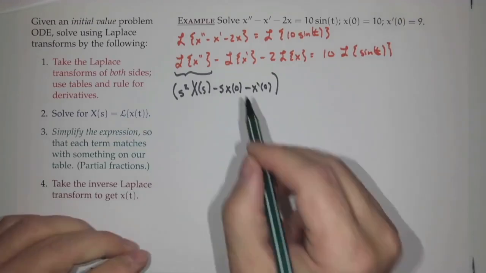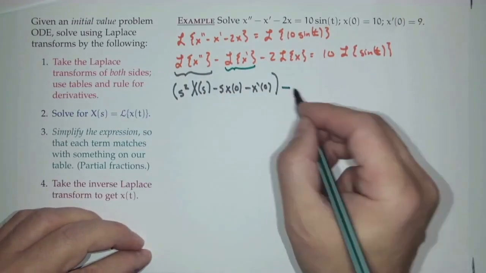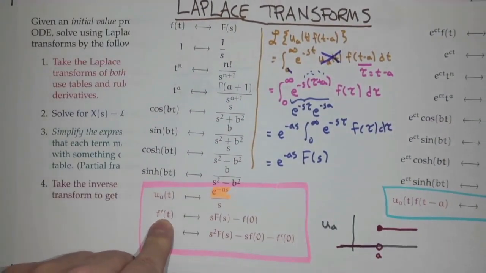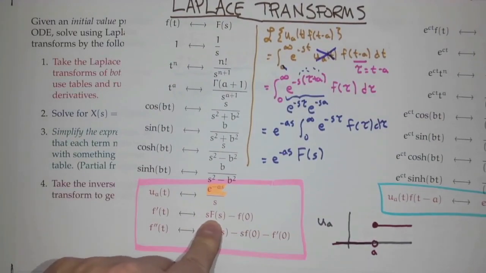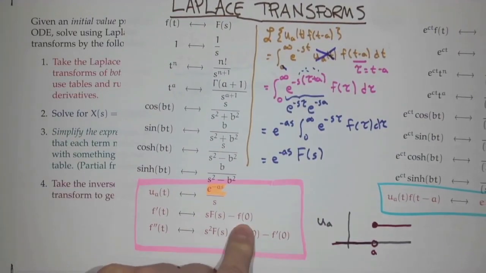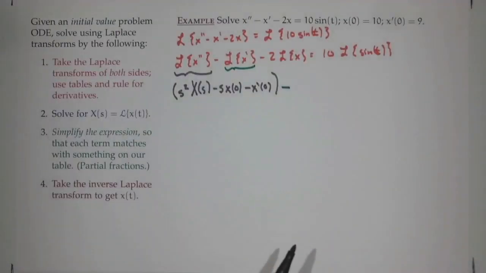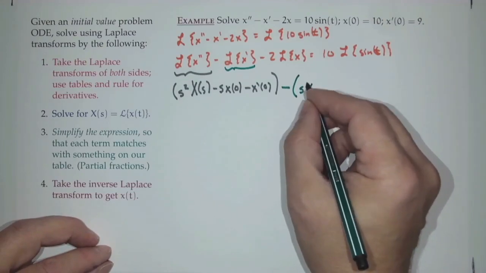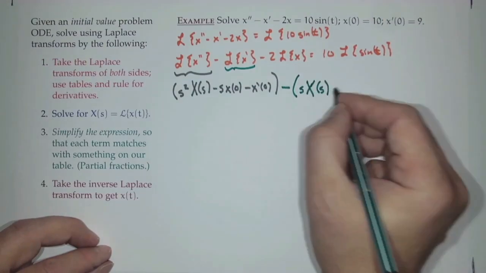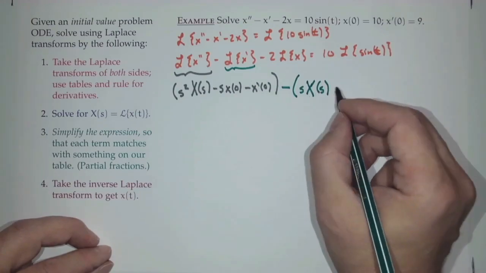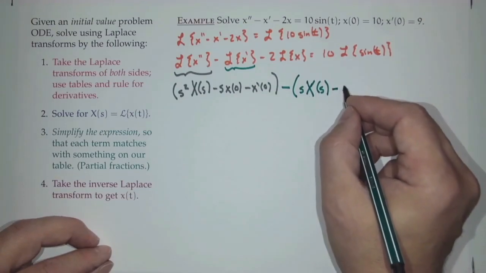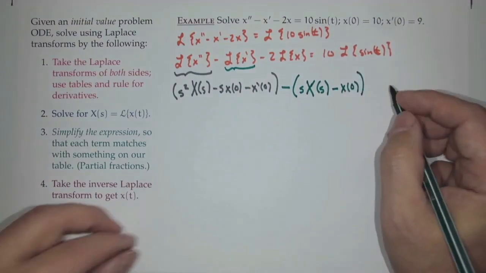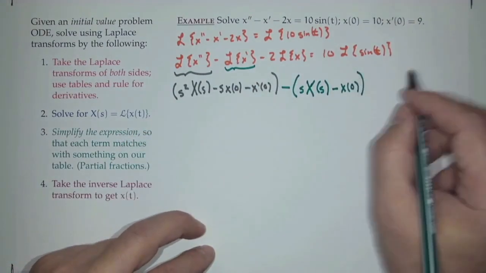Then we go to the next piece. Minus, and we have a rule for how to take the derivative. So the derivative is s times the Laplace transform of the function, minus f of 0. So minus, I'm going to put parentheses here, because parentheses help save points, and we want all the points. That's our goal. Got to get them all. So s times X of s minus x at 0. And then the last part will become what?